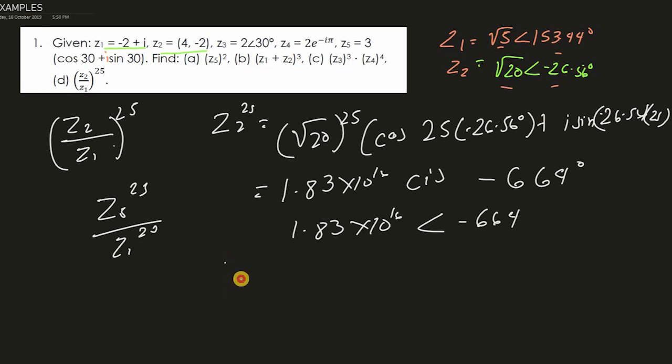Next is i-raise ko naman yung z sub 1 sa power ng 25. So, basically, ano ulit yung r natin? R natin is square root of 5. Square root of 5 raised to 25.